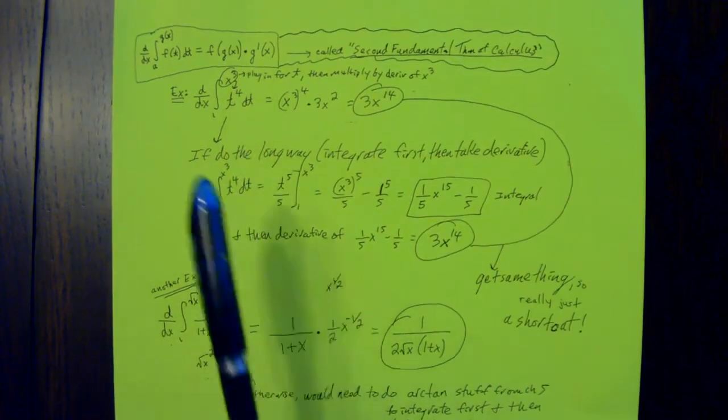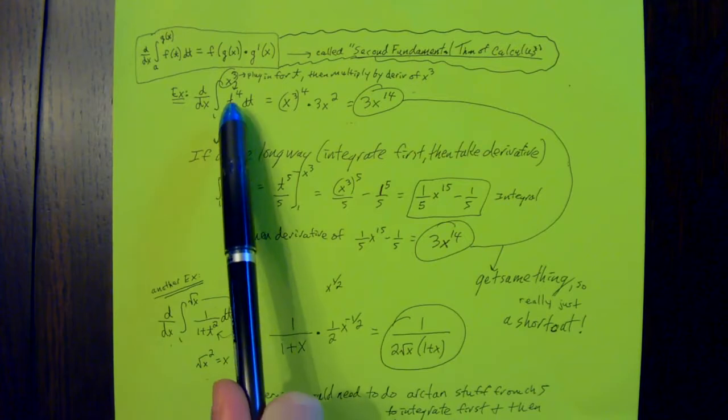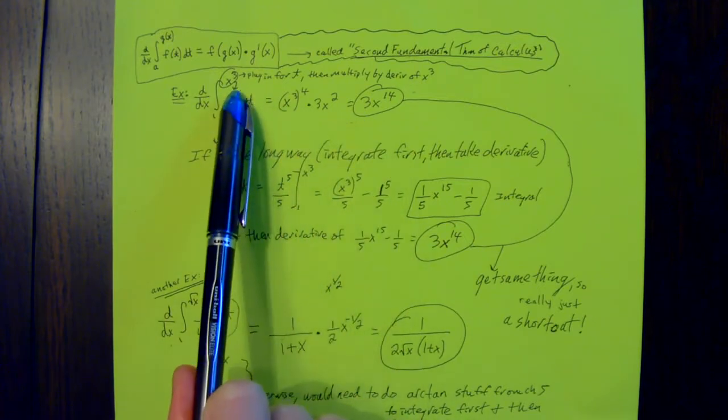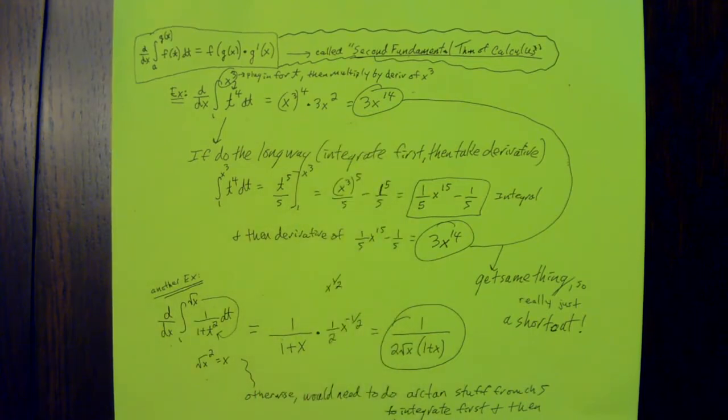So what I'm telling you is if I have to do the derivative of this integral, all you got to do is take the x cubed and plug it in. So x cubed to the 4th would be x to the 12th, and then you times it by the derivative of the x cubed, which is 3x squared. So you're going to get that 3x to the 14th right away.